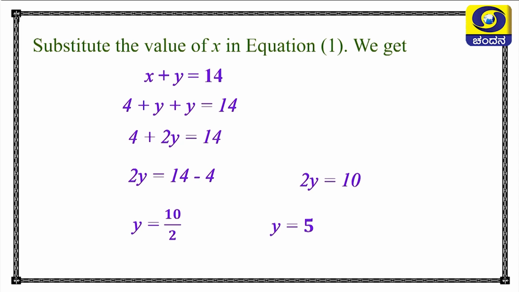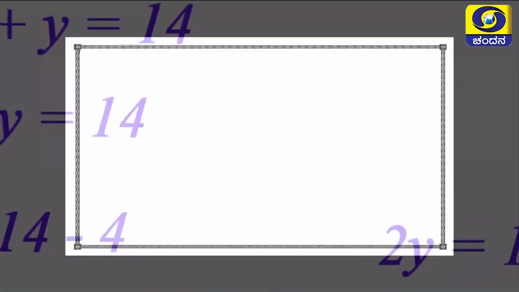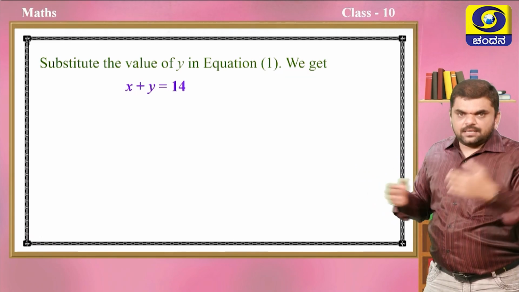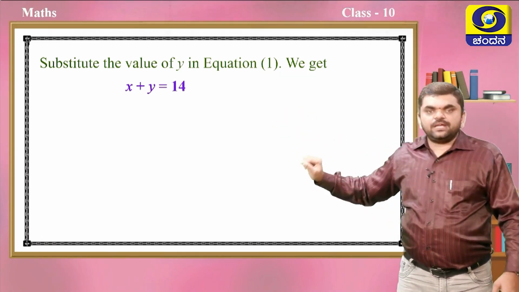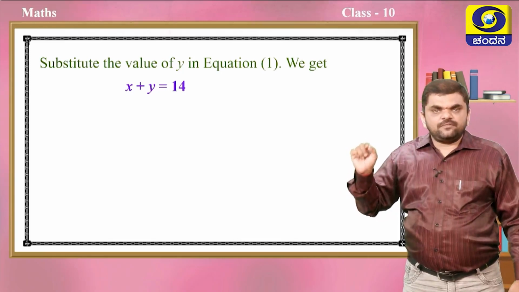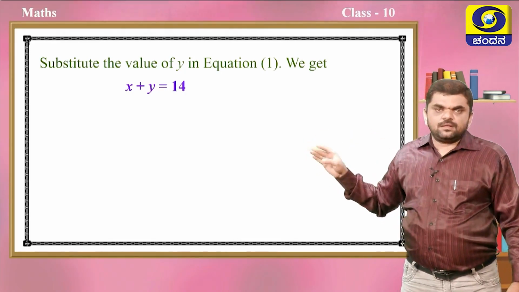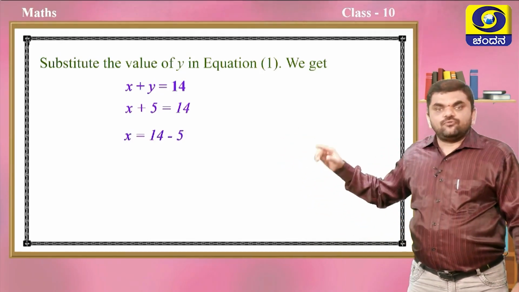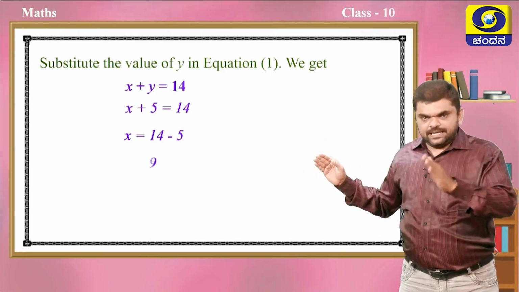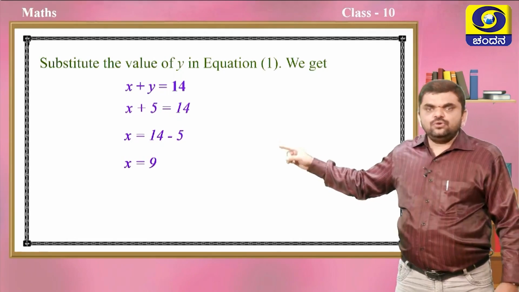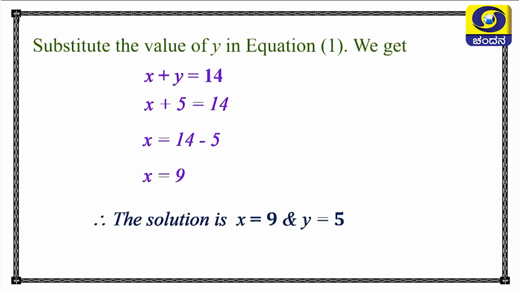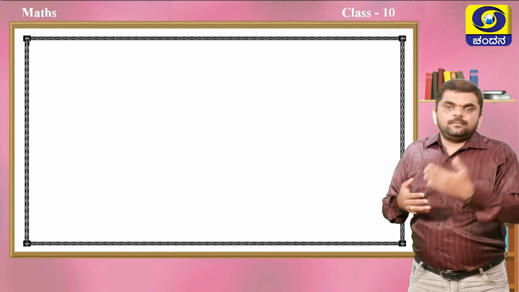So by this substitution method, we will get the value of y as 5. Now substitute the value of y in equation number 1, that is x plus y is equal to 14. In the place of y, we are going to put the value of y, that is 5. X plus 5 is equal to 14. Transfer 5 to the right side. We will get x is equal to 14 minus 5, that is x is equal to 9. The solution of these equations is x is equal to 9 and y is equal to 5.